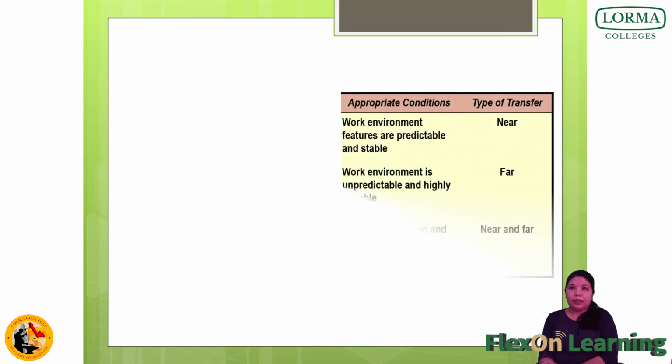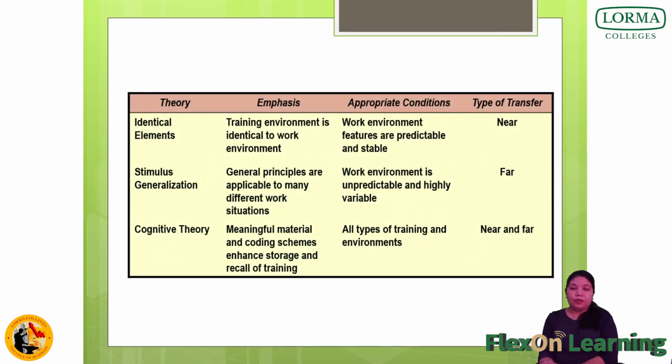Now, here are the theories of the transfer of training. We have the identical elements, stimulus generalization, and cognitive theory. You can see here the different emphasis of the three theories. For identical elements, the training environment is identical to the work environment. For stimulus generalization, general principles are applicable to many different work situations. For cognitive theory, meaningful material and encoding schemes enhance storage and recall of training.